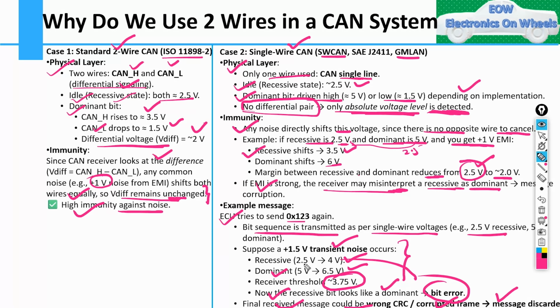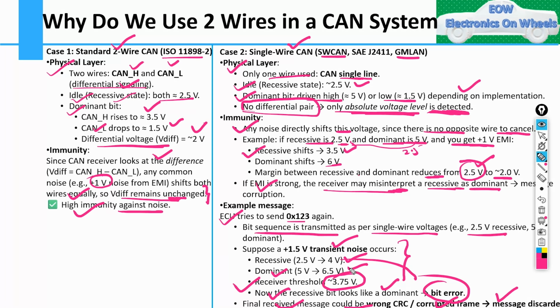If your noise is very high, like 1.5 volt transient noise, then this recessive state will become the dominant state, because your receiver threshold is only 3.75 volt. So I hope you understand why we are using 2.5 volt as a common mode voltage, and why we are using two wires in CAN, not a single wire. Data rate is also one of the reasons, because in single wire you can go only up to 33.3 kbps.